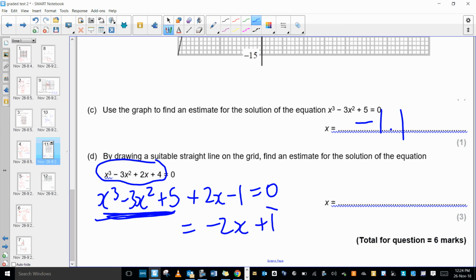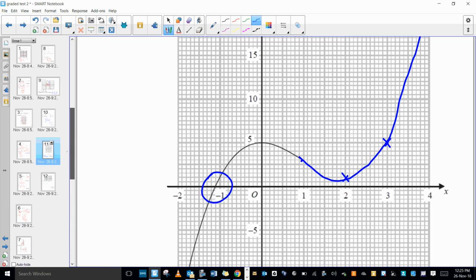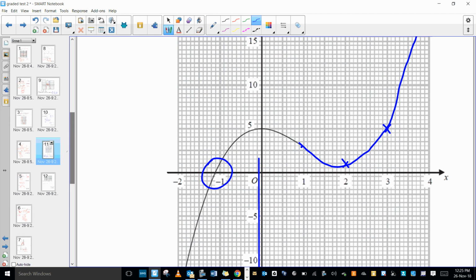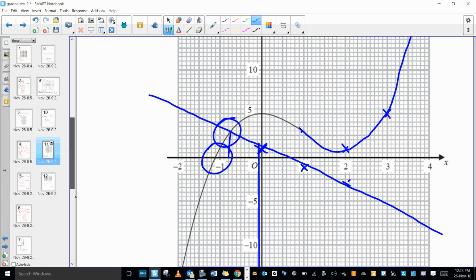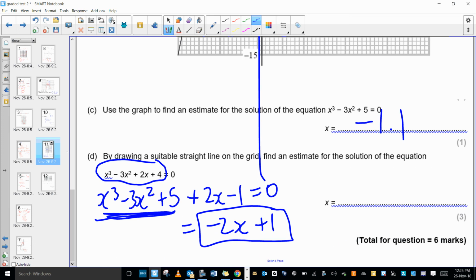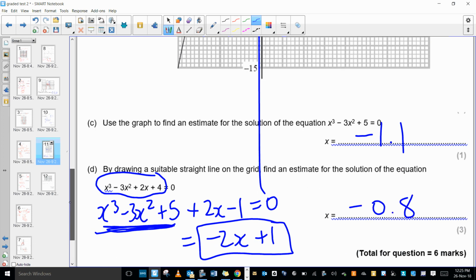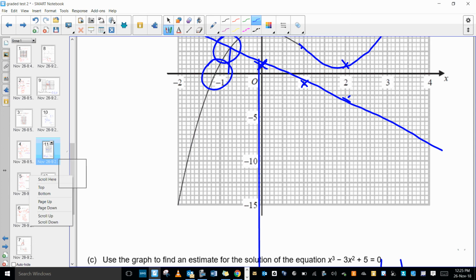So this is the line that we need to draw. We know it goes through positive 1 and has a gradient of negative 2. So we go down 2 units and across 1 unit, down 2 units and across 1 unit, something like that. Oh gosh, that's not good. And where do they meet? Here at negative 0.8 apparently. So that's pretty good.